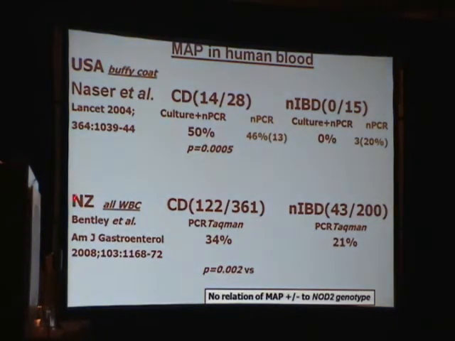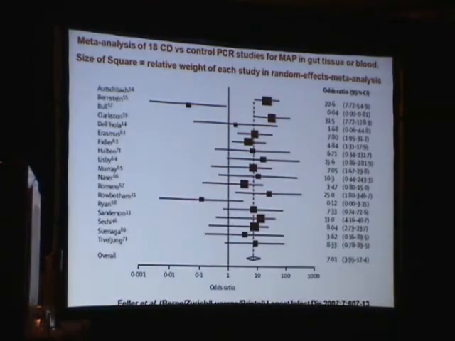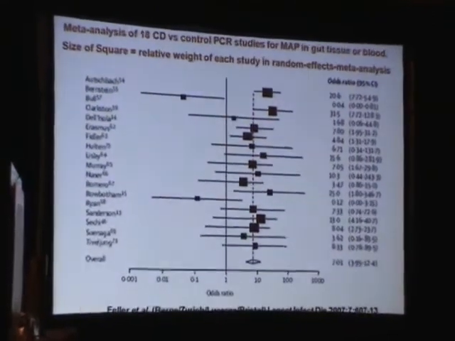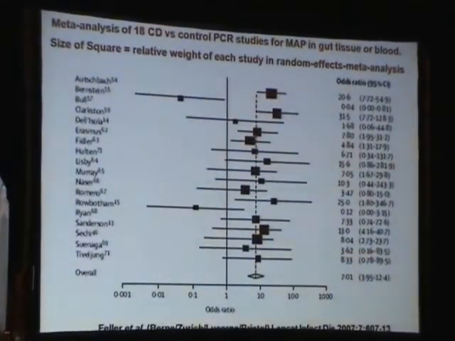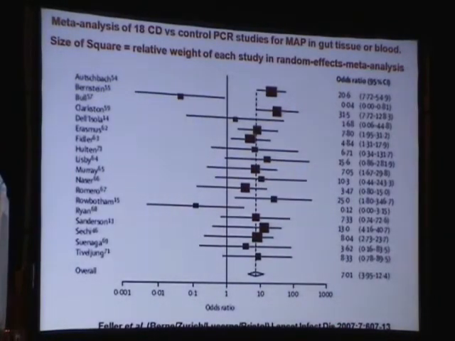And these data have been ably supported by Bentley's work from New Zealand using total white cells from blood, and these were his figures. So as in animals, the disease in humans is systemic. Now, this is the meta-analysis published in The Lancet towards the end of 2007. And there is an odds ratio of 7, showing that MAP has a highly significant and specific relationship with Crohn's disease, but not ulcerative colitis, although it can infect people with ulcerative colitis.